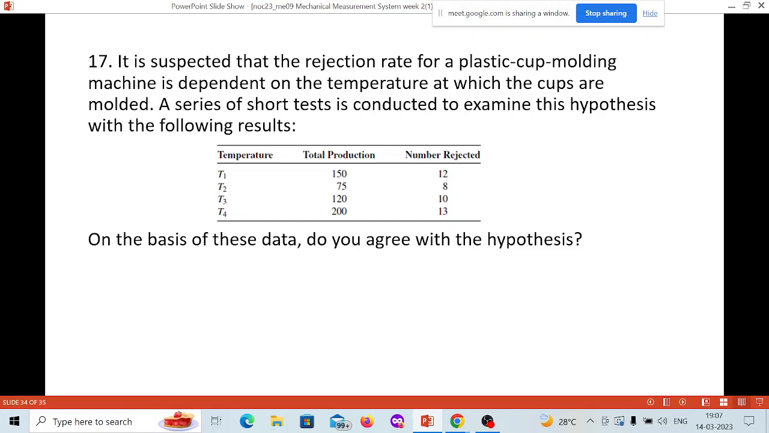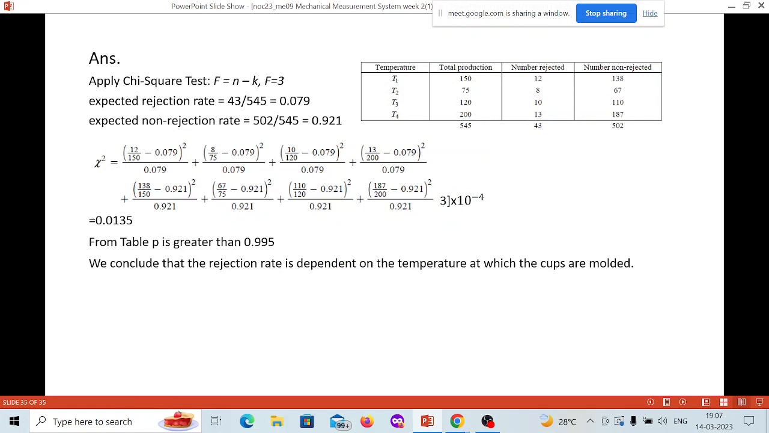So how do we test this? For this we have to apply a chi-square test. The degrees of freedom is n minus k, n is 4 and k is 1 for the restrictions. So you get the degrees of freedom as 3. So for the expected rejection rate, the total number of rejections is 43, and the total production is 545. You sum up the production for all the cases, you have 545. The total number of rejections is 43.